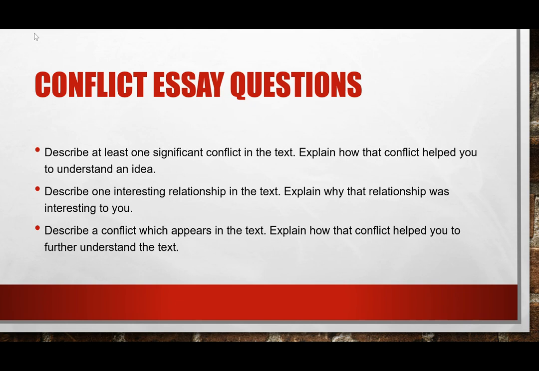So, question number 1: describe at least one significant conflict in the text. Explain how that conflict helped you to understand an idea. The second question: describe one interesting relationship in the text. Explain why that relationship was interesting to you. And finally: describe a conflict which appears in the text. Explain how that conflict helped you to further understand the text. So, as I've said, pause the video, write those down, and highlight, circle or underline the keywords in each of those questions.